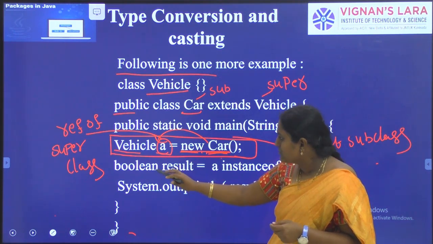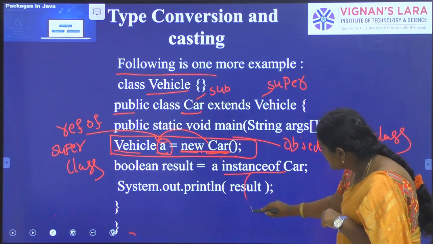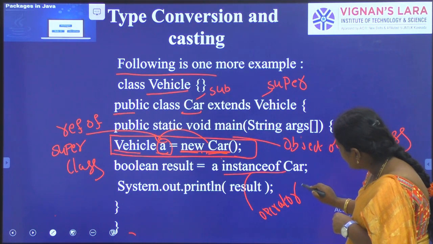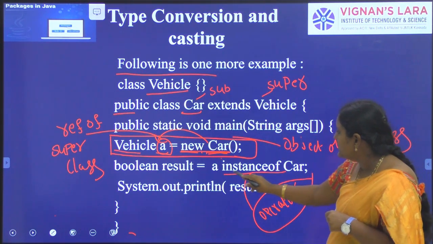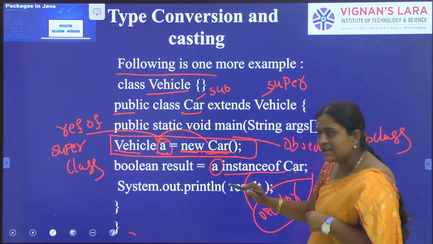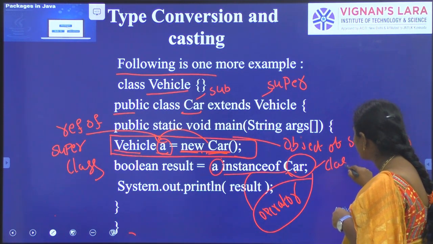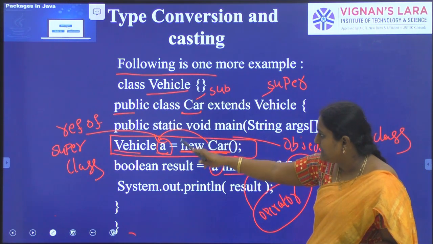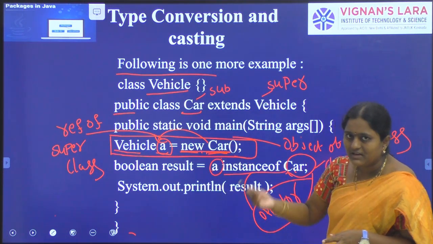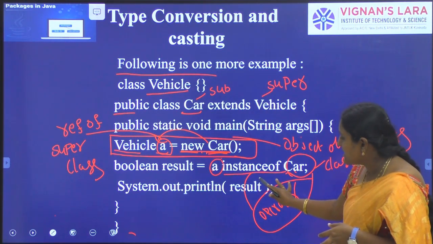Here I am applying the instanceof operator. Instanceof is an operator; I think you might be aware of it. So A instanceof Car. A is the object name, and Car is the class, the subclass. Whenever we assign a subclass object to the superclass reference variable, it has some relationship. So here we can check with the instanceof operator.